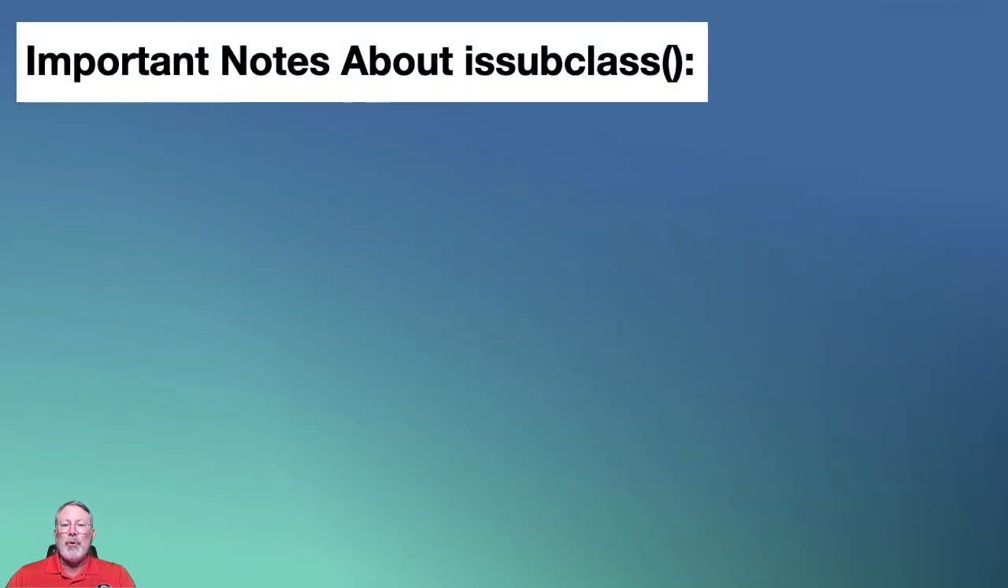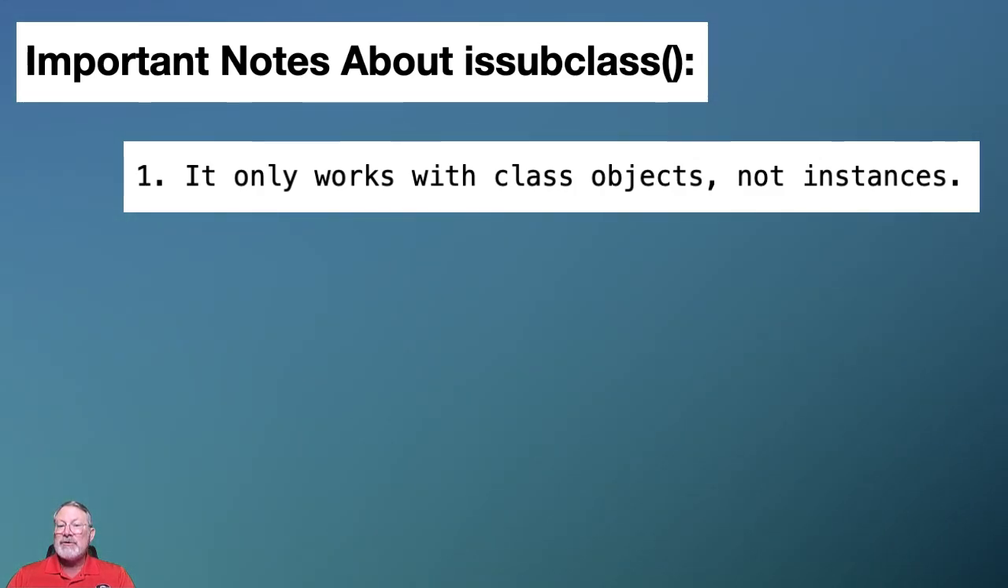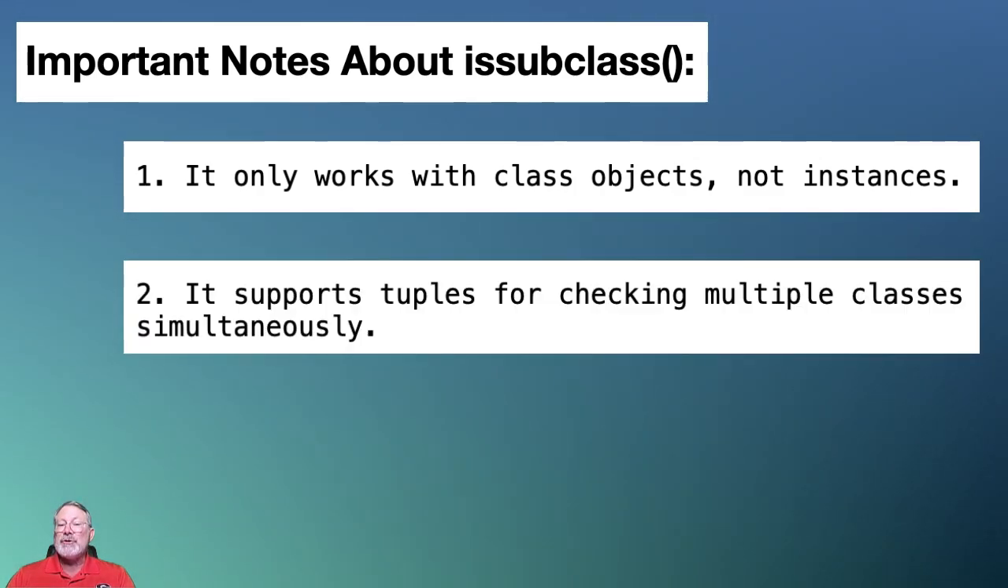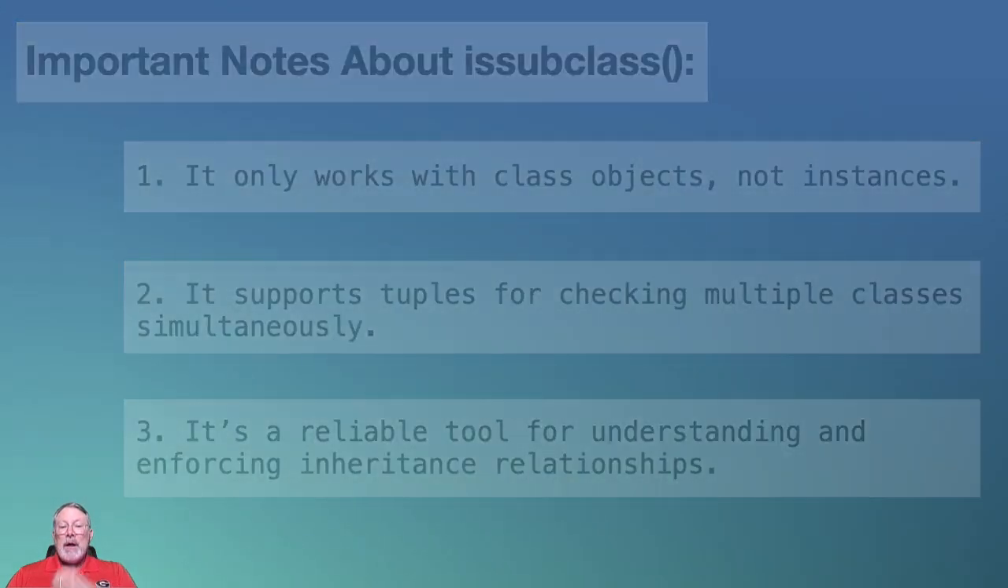Here are some key points about issubclass. It only works with class objects, not instances. It supports tuples, for checking multiple classes simultaneously. It's a reliable tool for understanding and enforcing inheritance relationships in your code.